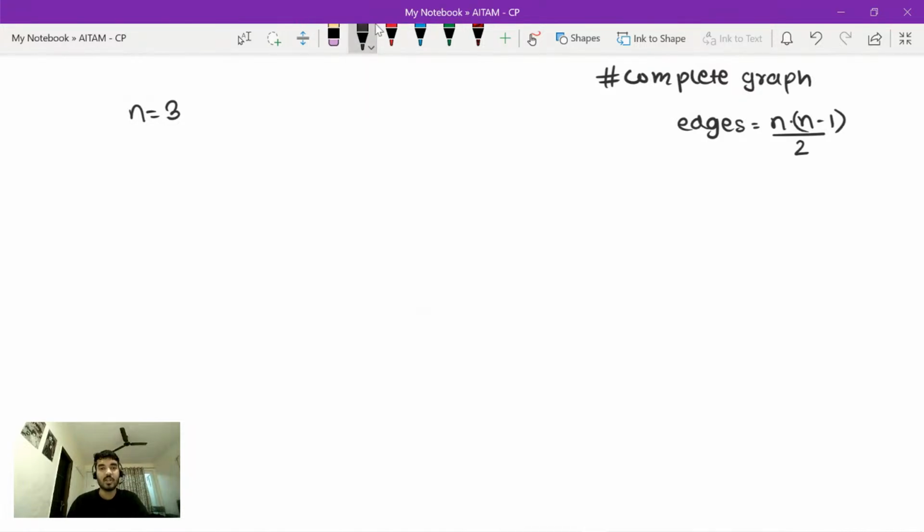So for n equal to 3, let's say this is one node, this is a second node, and let's say this is the third node. So this is a complete graph. Every node is connected with every other node.